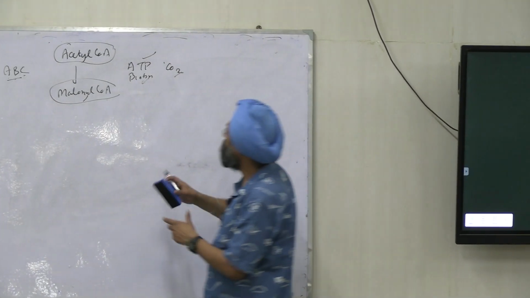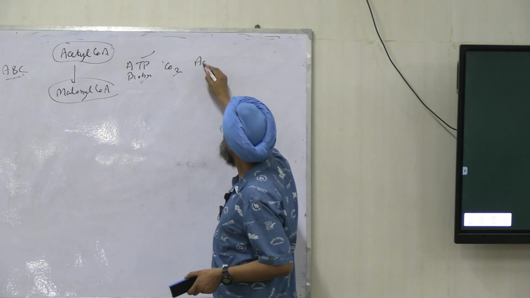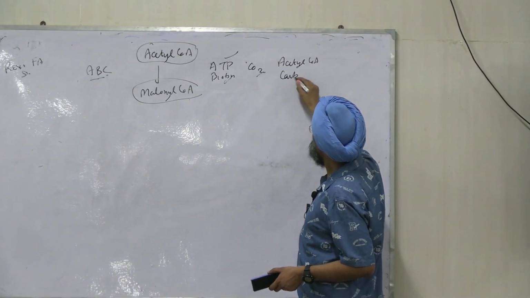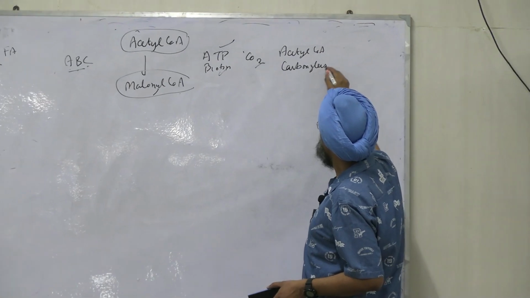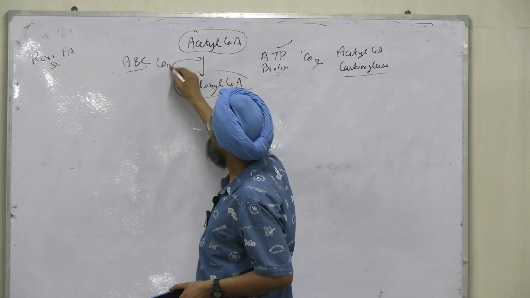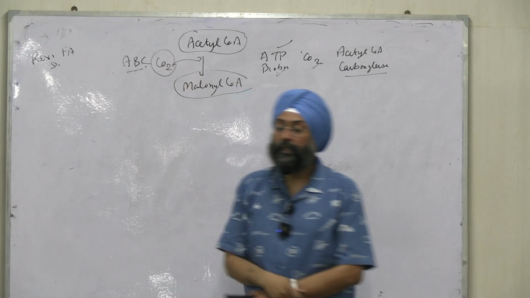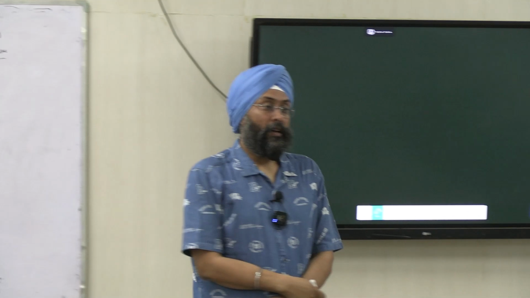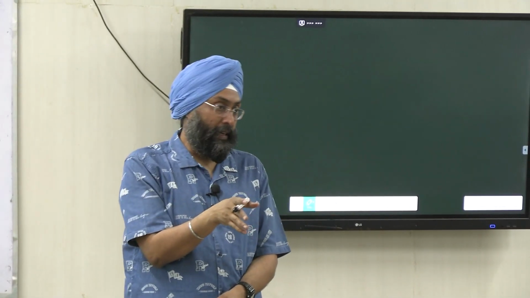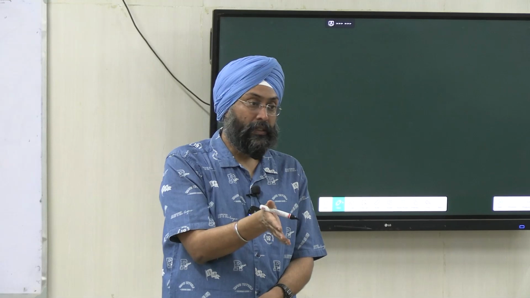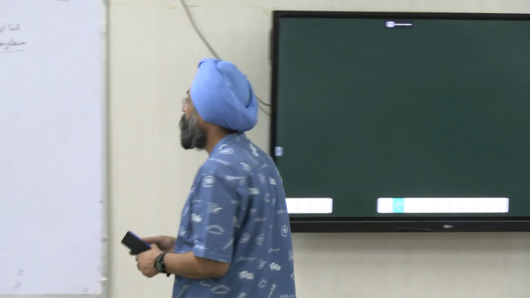And the enzyme is acetyl CoA carboxylase. Carboxylase why? Because we are adding carbon dioxide. Clear? Now we have malonyl-CoA. In the cytosol, the reaction is going on for fatty acid synthesis, and this acetyl CoA is converted into malonyl-CoA, right? Now what will we do?